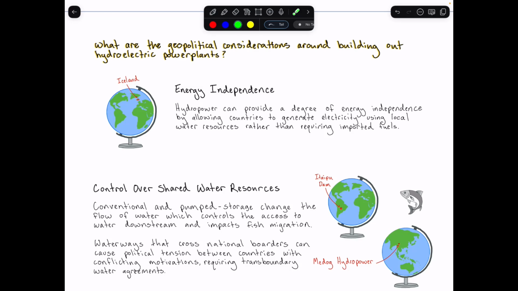But a more recent example, where there is still some political tension, is the hydropower project currently in development in China, called the Midu Hydropower Project. This project is being built on the Yarlung Tsangpo River. It has raised a lot of concerns downstream in India and Bangladesh about potential impacts to water availability in these two countries.